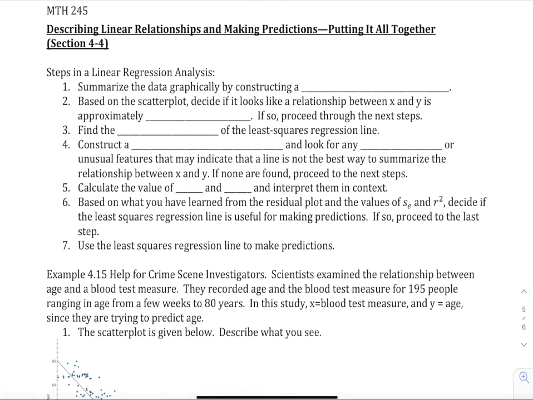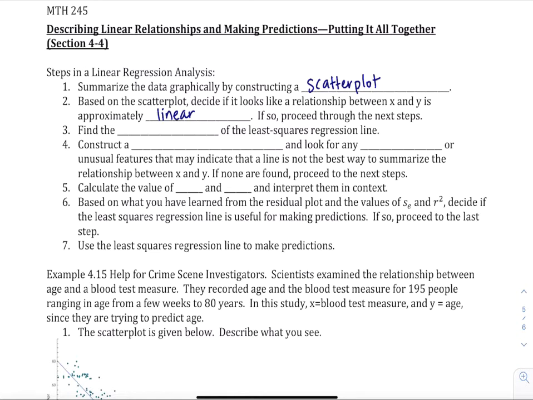In section 4.4, we're going to go completely through the entire regression analysis. The steps we've learned for this chapter: first, summarize the data graphically by constructing a scatter plot. Based on the scatter plot, decide if the relationship between x and y looks approximately linear. Only if it's approximately linear should you proceed to the next steps.